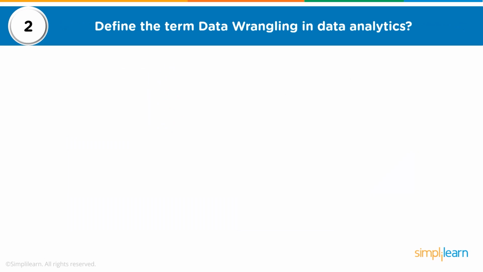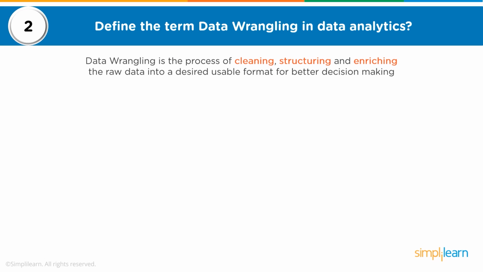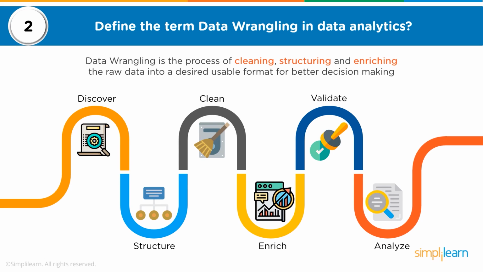Define the term data wrangling in data analytics. Data wrangling is a process of cleaning, structuring, and enriching the raw data into a desired usable format for better decision making. And you can see a nice chart here with our discover it. We structure the data how we want it. We clean it up, get rid of all those null values. We enrich it, so we might take and reformat some of the settings. Instead of having 5 different terms for height of somebody, in American English or whatever, we clean some of that up, and we might do a calculation and bring some of them together. And validate. I was just talking about that in the last one.